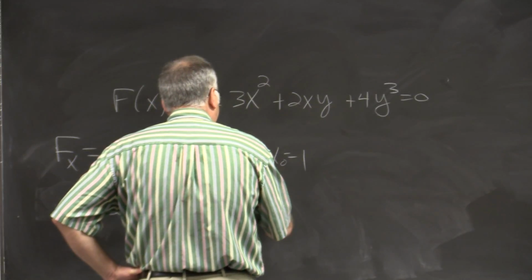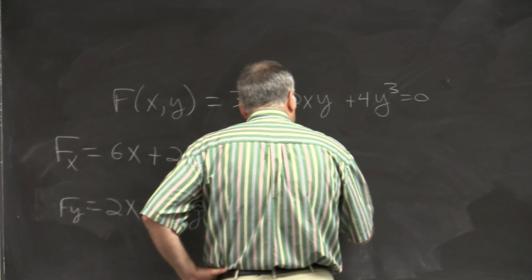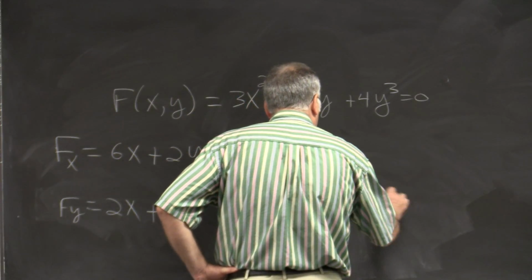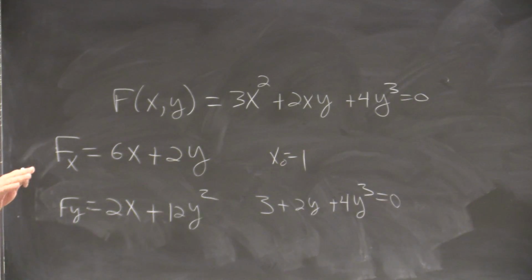If this is 1, we'll have 3 plus 2y plus 4y cubed equals 0. Okay. Could anybody tell me what the value of y is there? Sometimes it's a little bit tricky. I will just assert that you can find at least one point that satisfies this. So let's just avoid muscling through, Jacob.